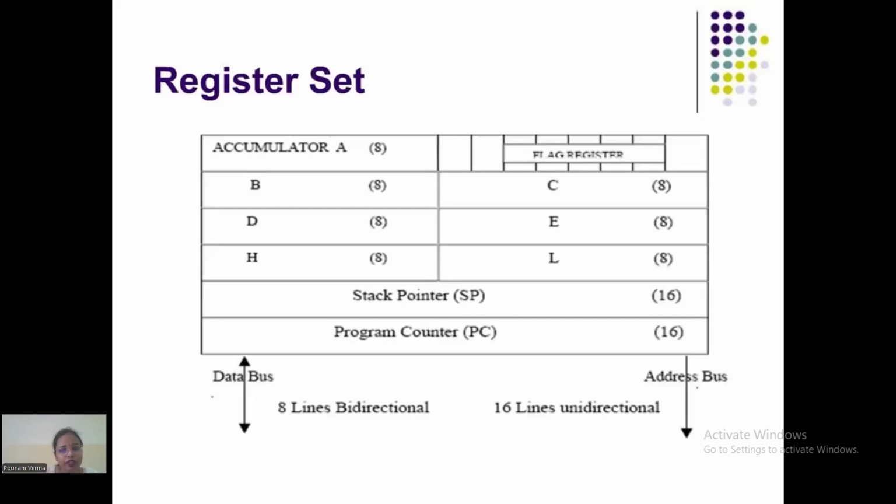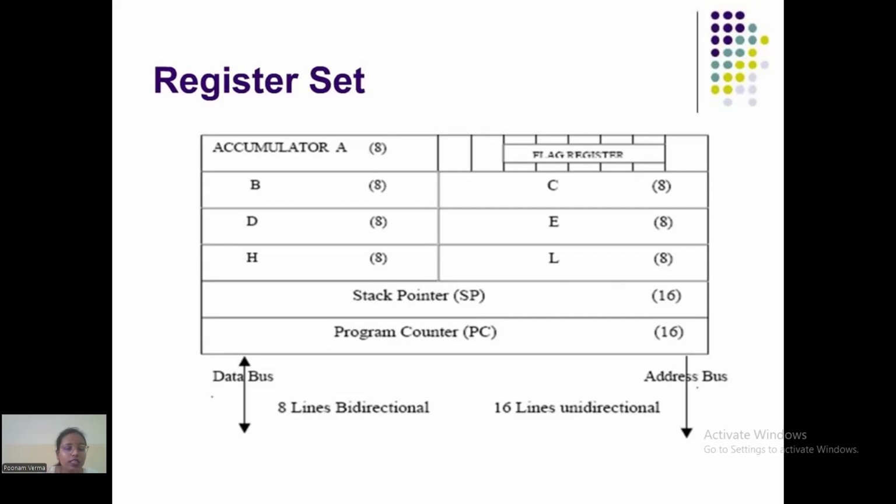The 8085 microprocessor has the following registers: six general purpose registers, one accumulator, 5 flag registers, 2 special registers. General purpose registers are 6, which are B, C, D, E, H, and L. These are 8-bit registers, which are responsible to store 8-bit data.